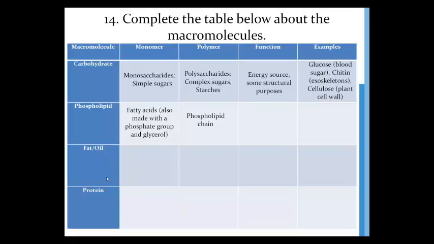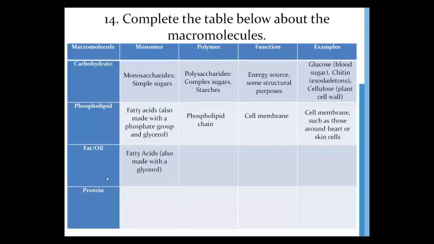The polymer is a phospholipid chain, so I string a bunch of those phospholipids together, and I get a chain of phospholipids. If I put two of those together, a phospholipid bilayer, bi means two, I get a cell membrane. So that's what's around, say, your heart cells or your skin cells, or it's the membrane around a single-celled organism. Those are all cell membranes.